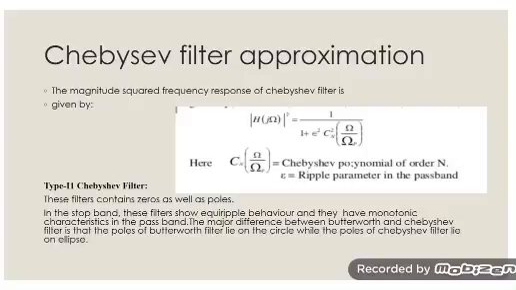These filters contain zeros as well as poles. This type of filter is just the inverse of type 1 Chebyshev filter. In the stop band, these filters show equiripple behavior and they have monotonic characteristics in the passband. The major difference between Butterworth and Chebyshev filter is that the poles of Butterworth filter lie on the circle while the poles of Chebyshev filter lie on the ellipse.